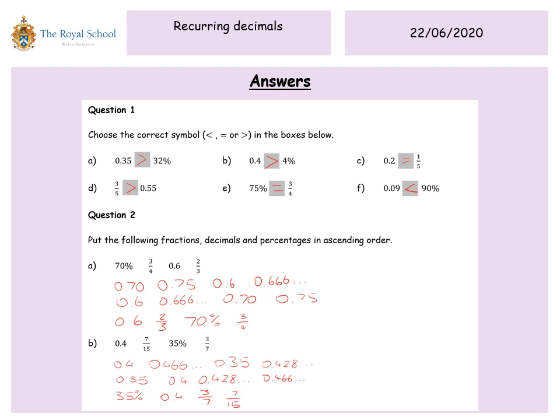Now, if you're doing some long division, you might find that some of these decimals don't actually end. So you would just need to have a think about, well, 0.4 is 1 decimal place, 0.35 for our percentage there is 2 decimal places. So perhaps you only need to do your division to 2 or 3 decimal places in order to make that comparison.